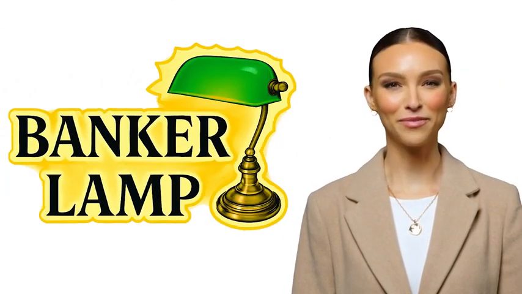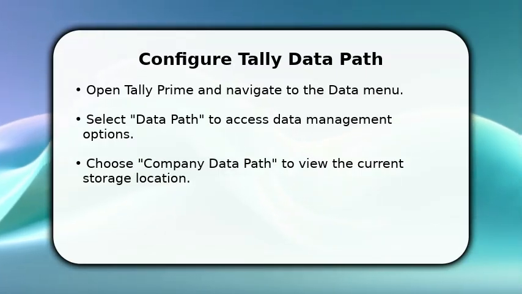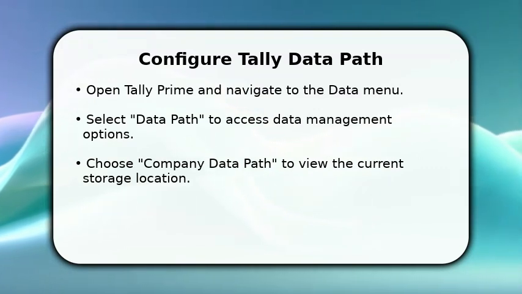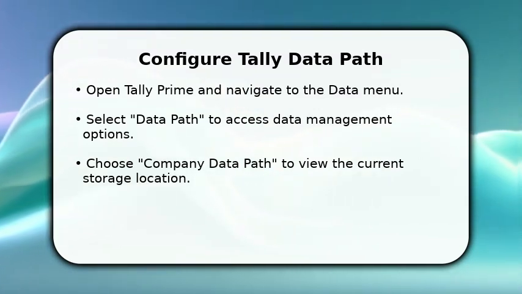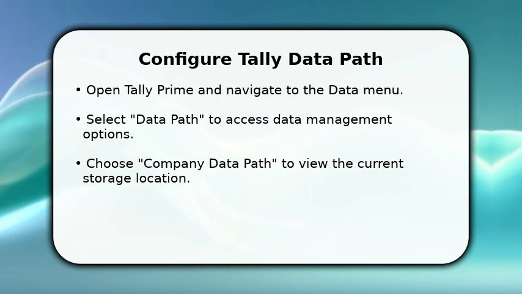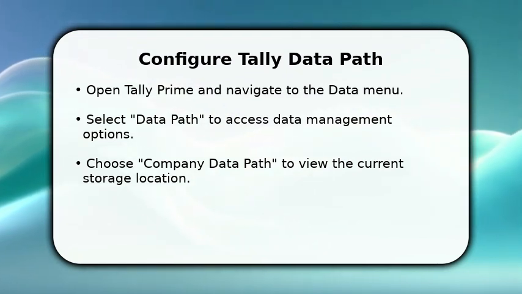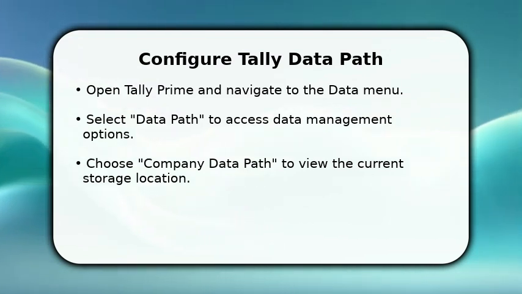Please enjoy the video. In this video, I will explain how to configure Tally Data Path. First, launch your Tally Prime application. Once it's open, locate and click on the Data menu, which is usually found at the top of the screen, or simply press Alt+Y. From the drop-down options, select Data Path.